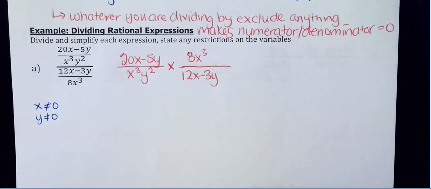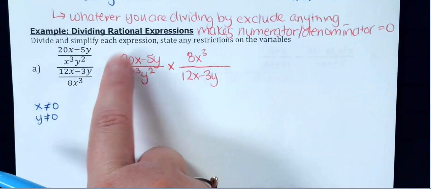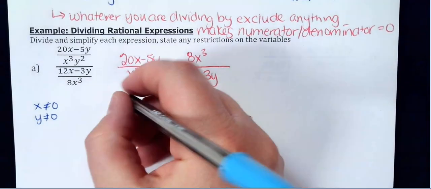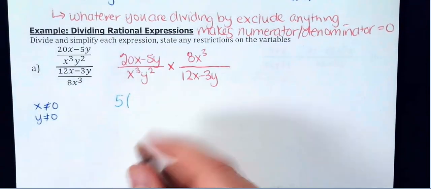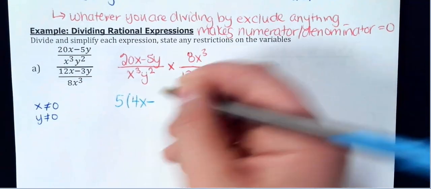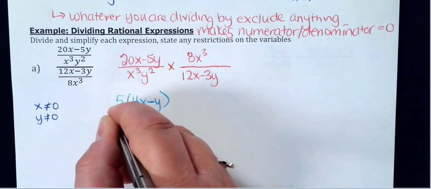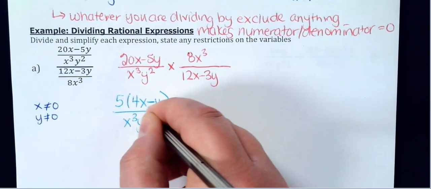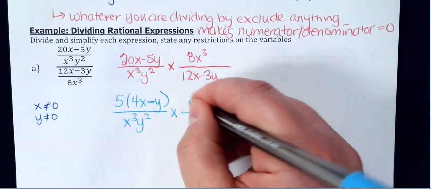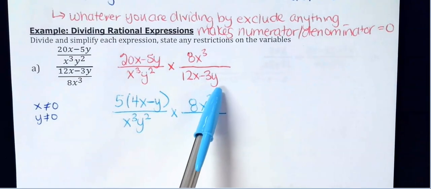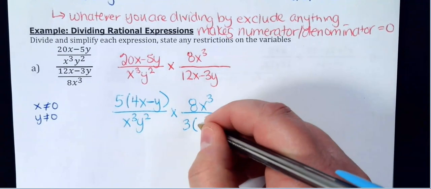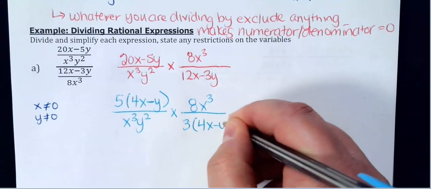Okay, now, I know I have two different variables. Do 20 and 5 have anything in common? They're both divisible by 5. So if I take 5 out of those first two terms, just doing a little greatest common factor, this will end up being 4x minus y. You're not doing anything to factor the bottom of that because that's just a product right then and there. And the other fraction, after I flipped it over, do 12 and 3 have anything in common? 3. If you take a 3 out of both of those terms, this will be 4x minus y again.